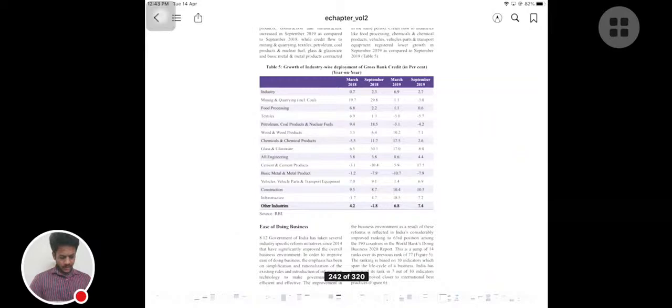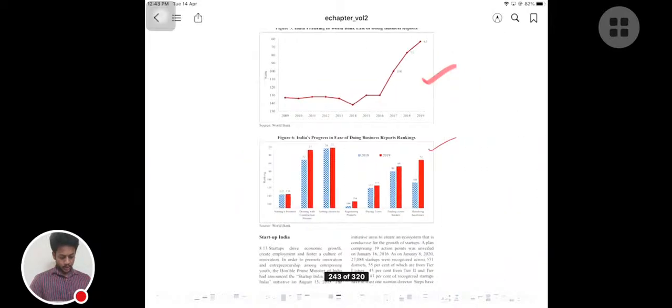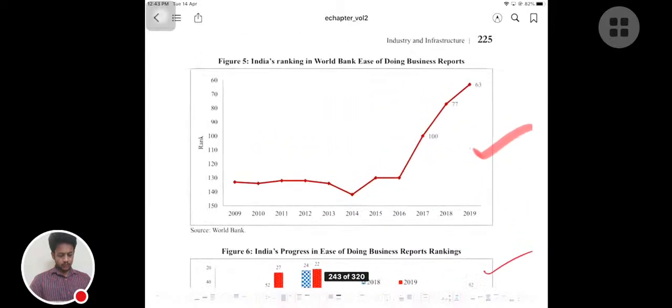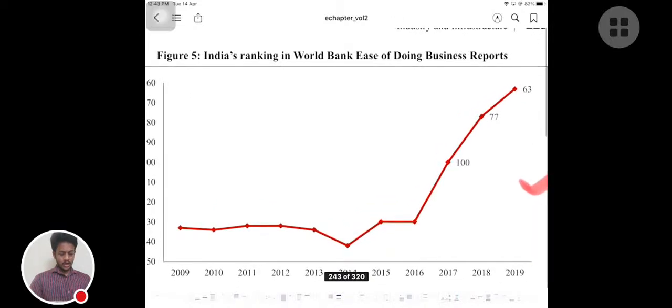So growth of industry-wise deployment, no, this is not required at all. So come to this ease of doing business. Already you people know about ease of doing business. The UPSC has asked this question three times already in UPSC prelims. Last year this question has been asked, and the year before that as well.